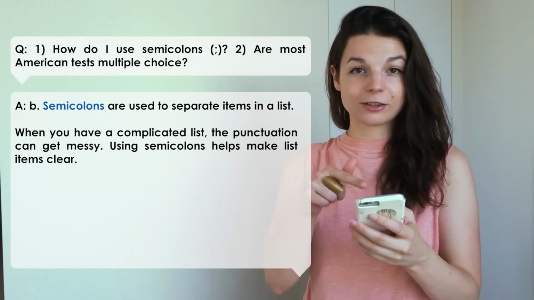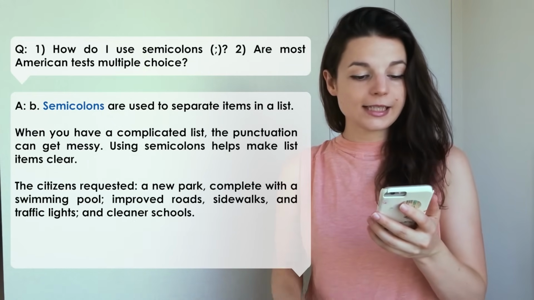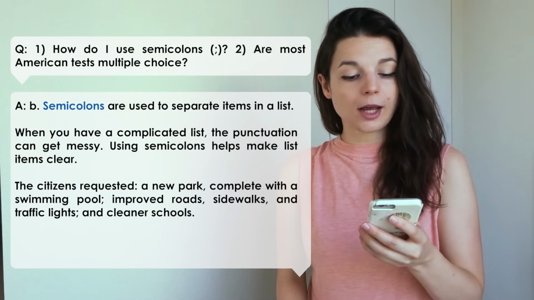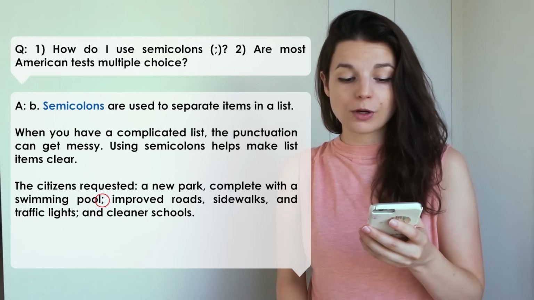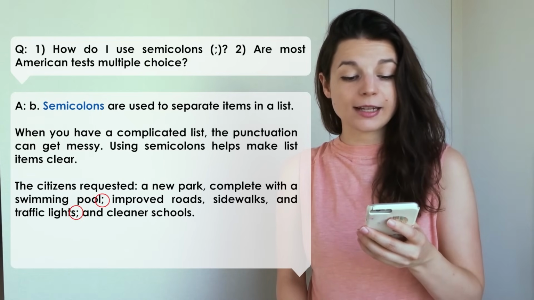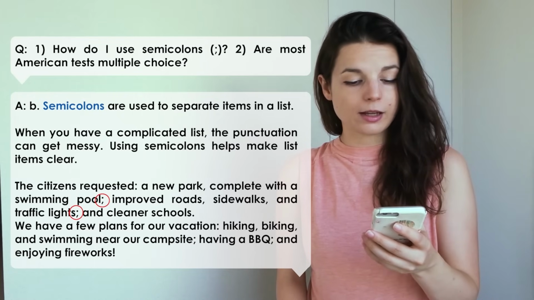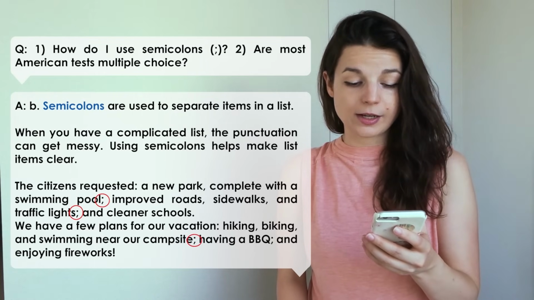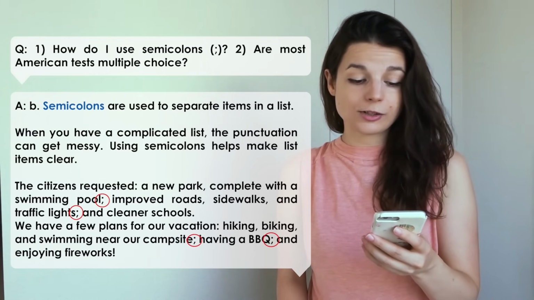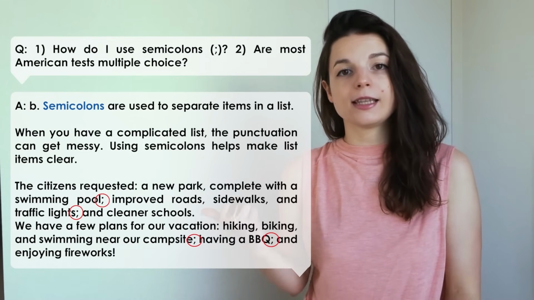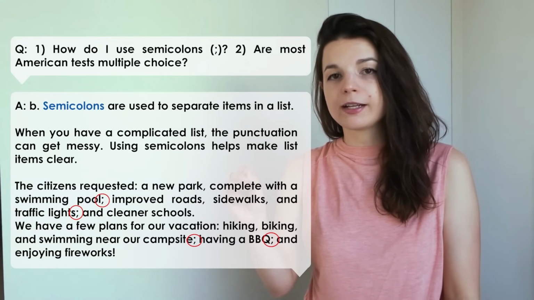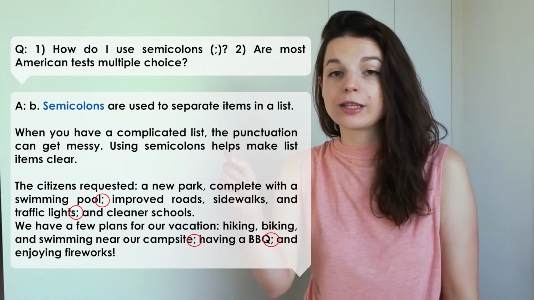Here's an example. This is a long list, so I'm going to read it. The citizens requested a new park, complete with a swimming pool; improved roads, sidewalks, and traffic lights; and cleaner schools. We have a few plans for our vacation: hiking, biking, and swimming near our campsite; having a BBQ; and enjoying fireworks. So you can see in these lists, actually all of the items have a semicolon in between them.